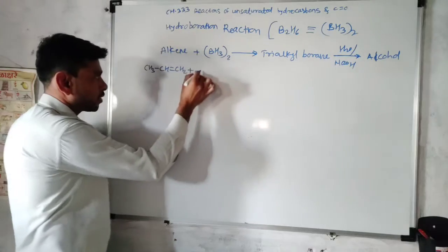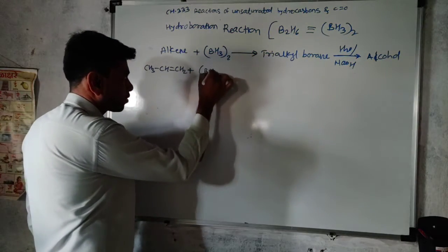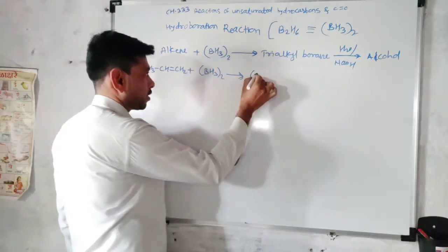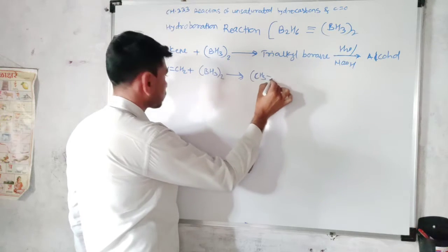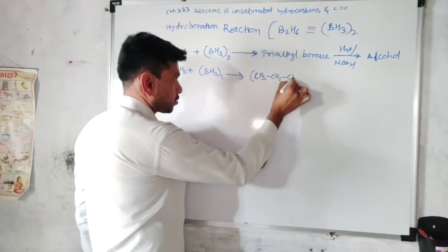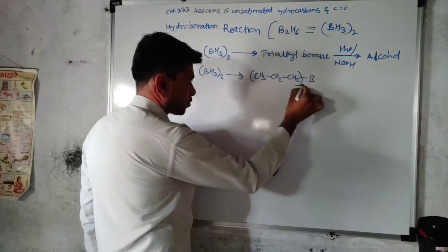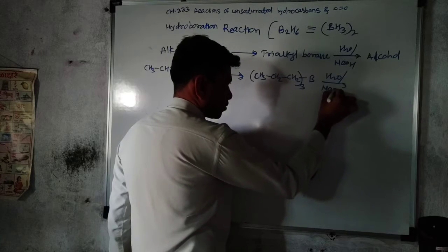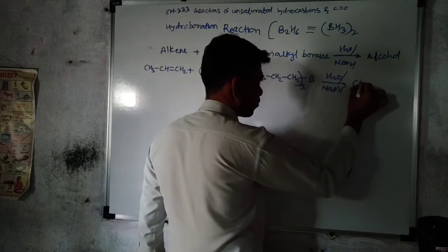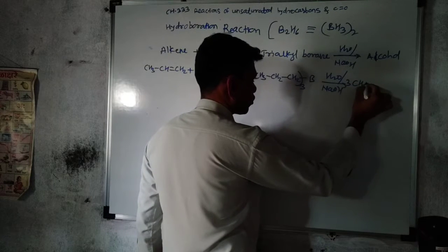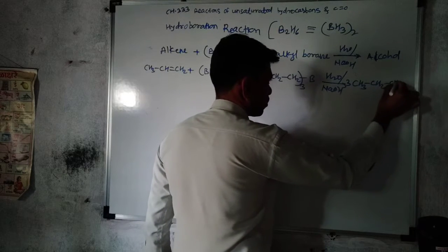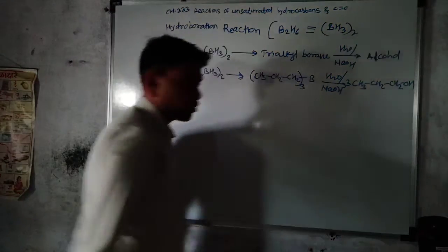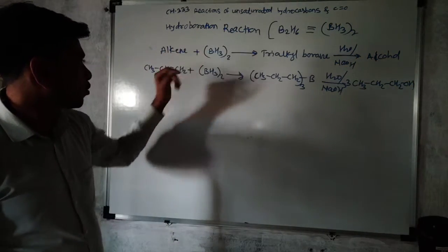This propylene, when treated with diborane, BH3 twice, gives trialkyl borane, tripropyl borane, (CH3CH2CH2)3B. When this is hydrolyzed, we get removal of the borane and we obtain 3 moles of CH3CH2CH2OH, 3 moles of propanol. So this is the general reaction of hydroboration.